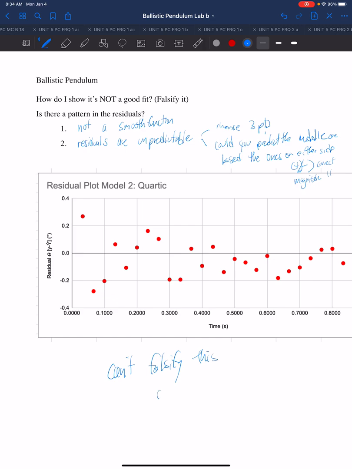We can't falsify this. The residuals are random, unpredictable. So that means that the variation or deviation between y and y hat, the actual values and the predicted values, is random, not because it's the wrong function.